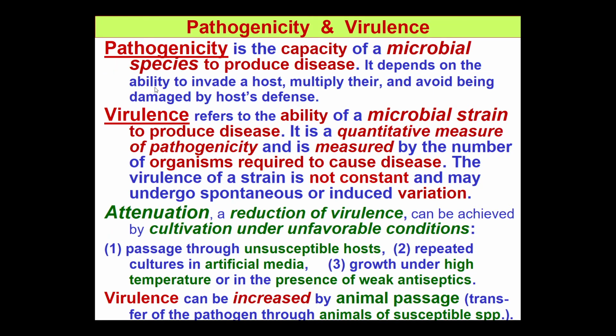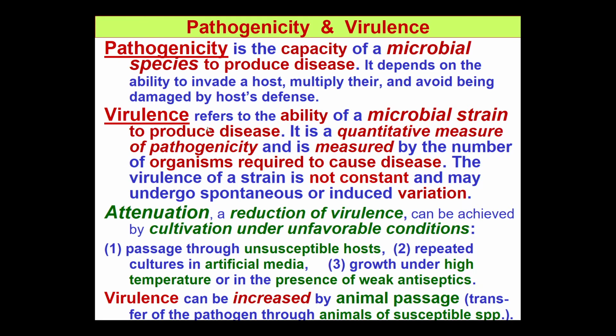It depends on the ability to invade a host, multiply there, and avoid being damaged by host defenses. Virulence. Virulence refers to the ability of the microbial strain to produce disease. It means virulence is not the property of the species. Virulence is the property of a certain microbial strain to produce disease. It's a quantitative measure of pathogenicity.